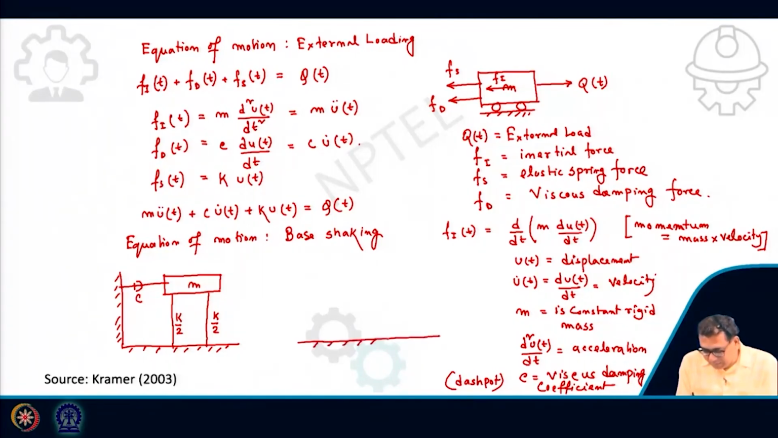There will be a relative movement. What is that relative movement? Say this is the initial position of the mass. When there is a base shaking that acts here, it will change the position of the mass like this. Here also it will shift.